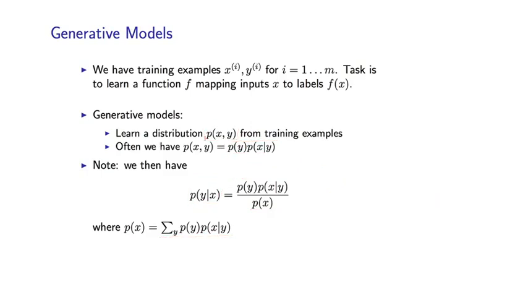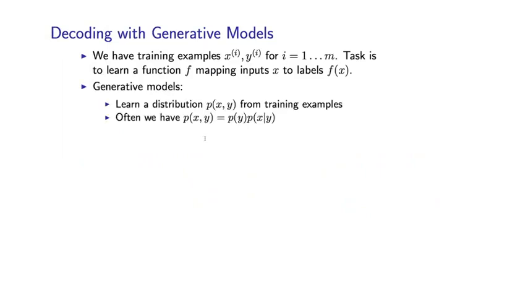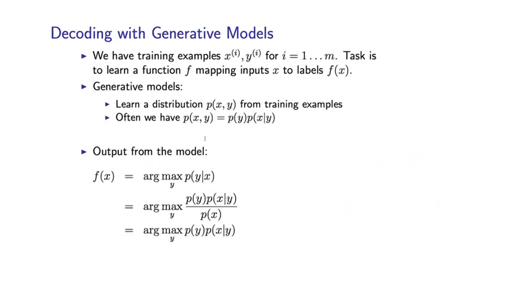The important question, though, is how do we apply that to a new test example? And here's where we see something interesting. As before, we're going to take some input x, and we're going to define f of x as simply the y that maximizes the conditional probability of y given x. And I can substitute in here, using Bayes' rule, the form I showed you on the previous slide. I'm assuming here that I have a generative model.